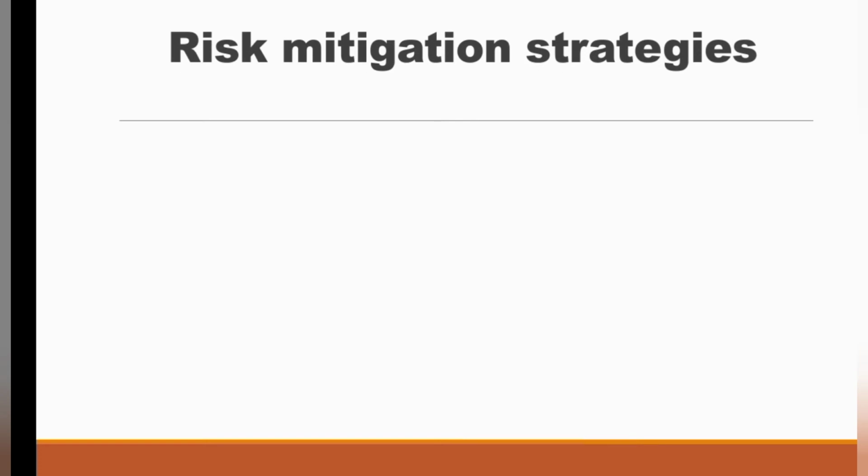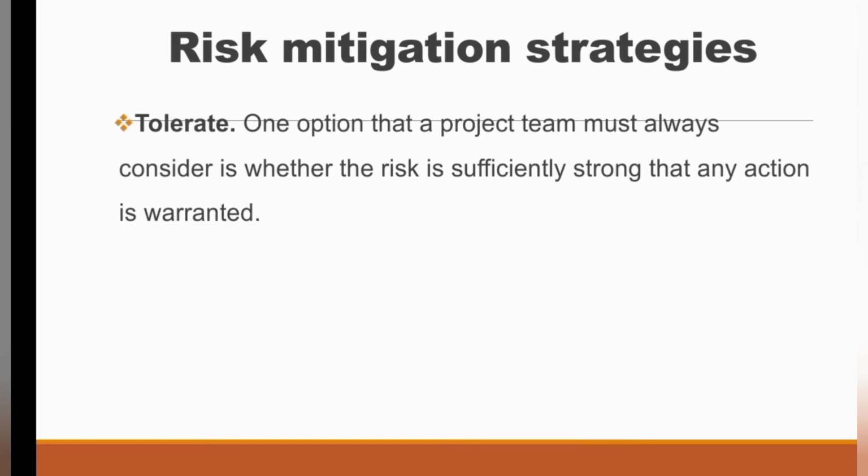So, the first mitigating strategy we will look at is tolerate. Tolerate is one of the four options that are available for the project team and the project manager to apply. What it means is that when the probability of the project risk occurring is low and the consequence of the risk is low, the possible alternative measure to take is to tolerate the risk.